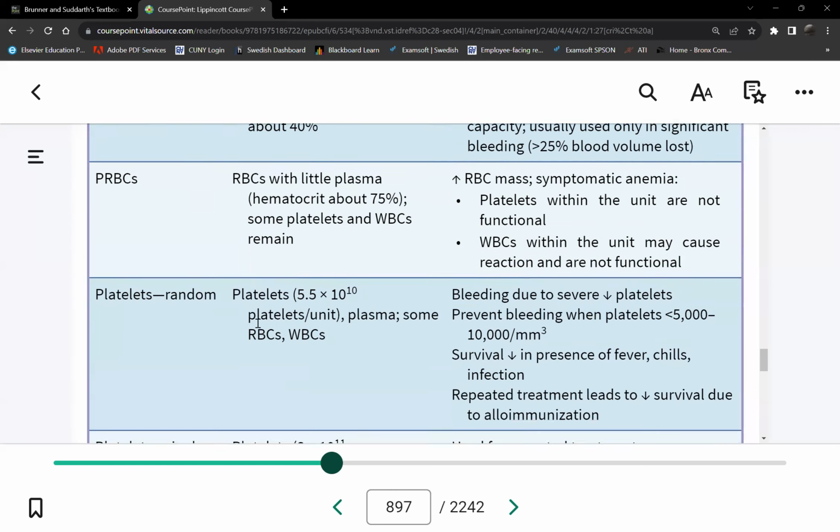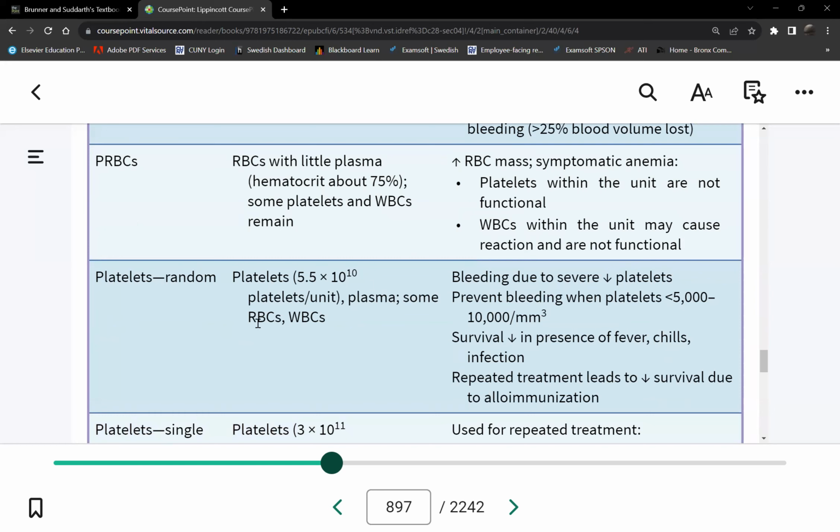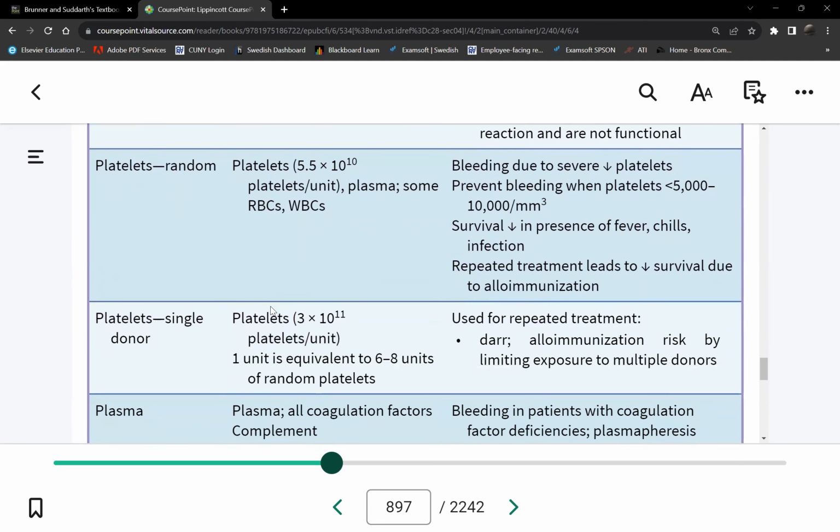So therefore, if it's a regular patient, let's say a trauma patient or a patient who came in with DIC, remember DIC patients are given plasma, correct? So we can give them random or pooled platelets. However, for special patients who are immunocompromised, cancer patients, we give them only single donor platelets.